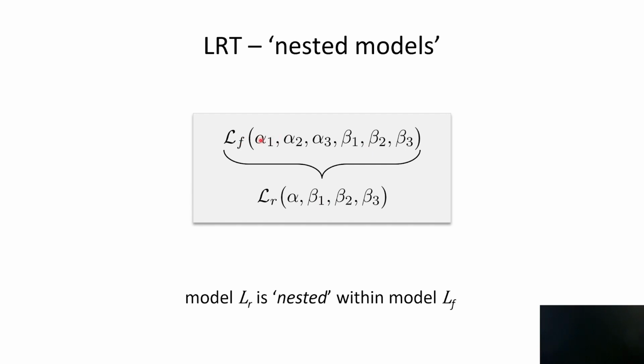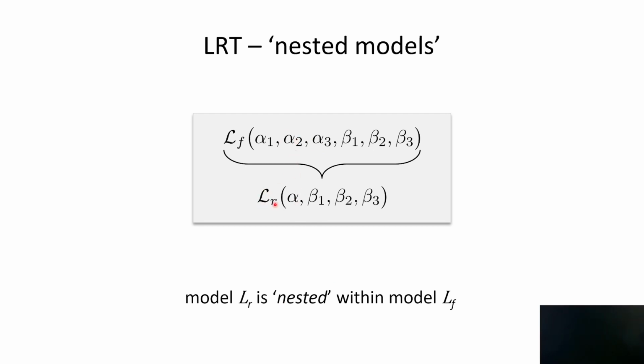The full model has 3 alpha parameters, 1 for each location. The restricted model has only 1 alpha parameter that's the same over all locations. So the idea then is that the second model, the little r model, is a subset or a special case of the first model. And that's the language that is in mind when you use the phrase nested. This model is nested within this model.